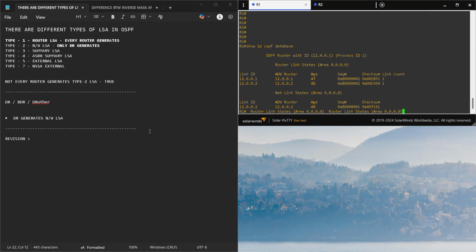The other command that we used to see is show running-config.